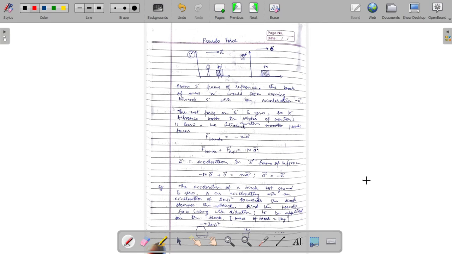Welcome everyone to this lecture on the chapter of laws of motion. Today we are going to cover the topic of pseudo force.